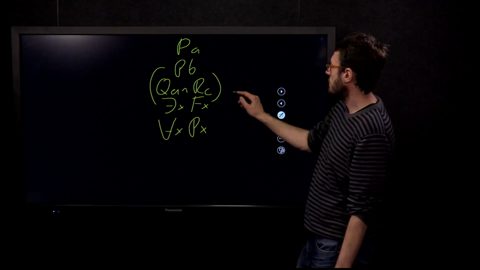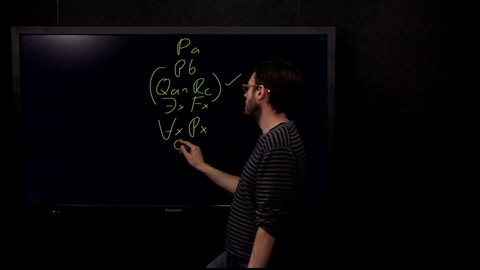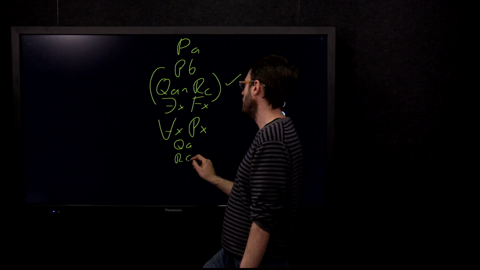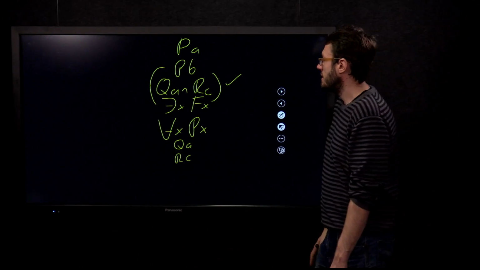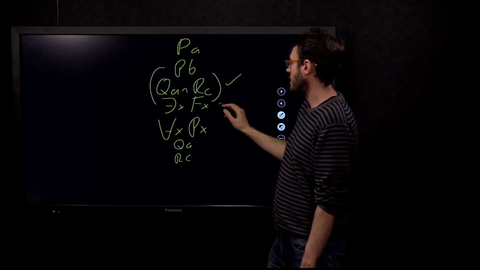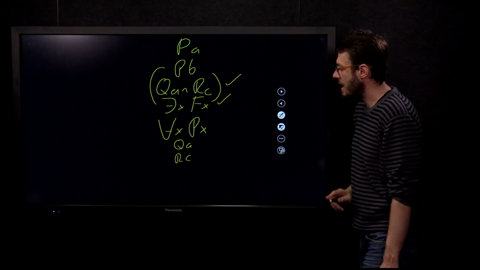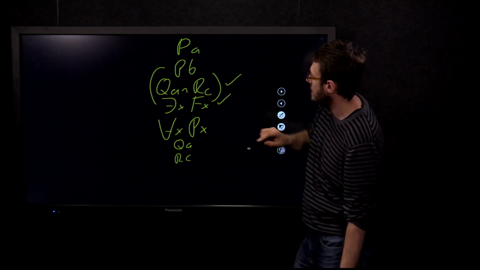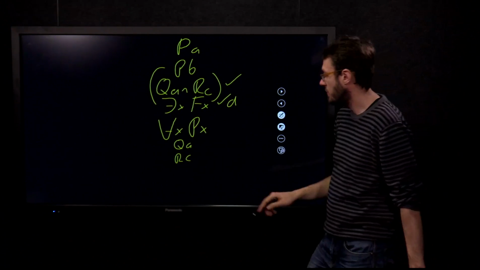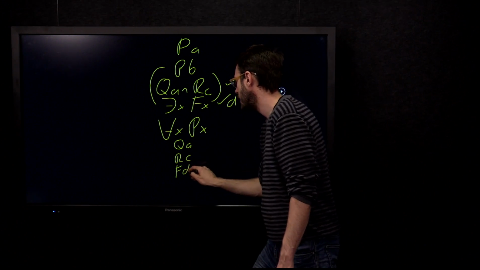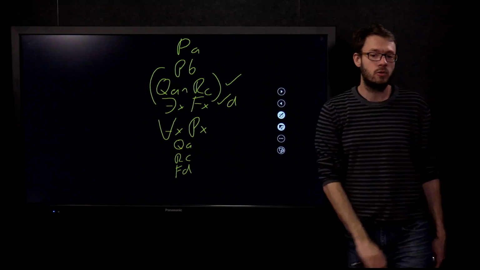First thing I'm going to do is do this conjunction, because that's super easy. I just get QA and RC out, and I write those down at the bottom of the tree. The next thing I'm going to do is the existential quantifier, because I already know how to deal with that. I look up the tree, I've got A, B, and C, and I don't have any other names, so I've got to use D, and then I write down FD down here, and now I hit this universal quantifier.